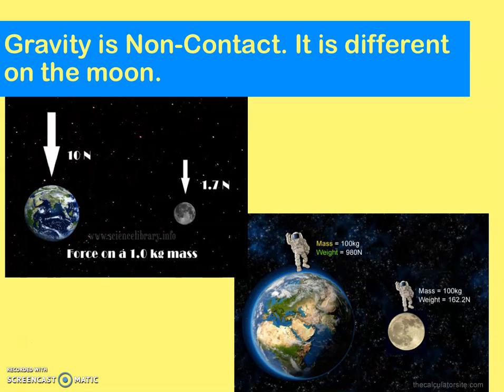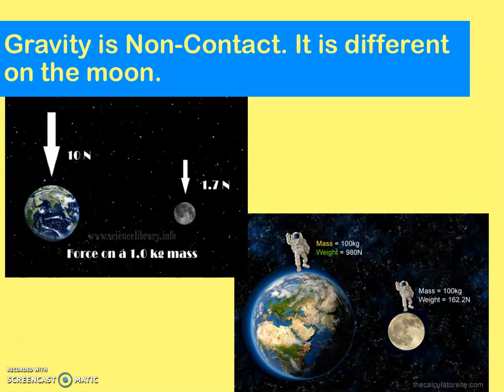If we look at the first image, that shows you the newtons. So last week we said that we measure forces in newtons. So we can see that the gravitational force on the Earth is 10 newtons. If we were to go to the moon, it is much smaller. It is only 1.7 newtons.